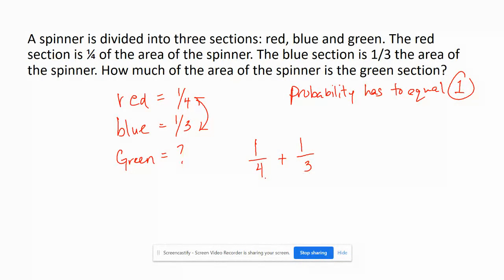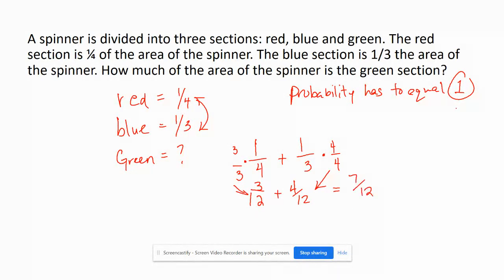Our greatest common multiple, I'm sorry. 12 will be our greatest common multiple. So I have to multiply this by 3 and this one by 3. This one has to be multiplied by 4 and this one by 4. That would give me a denominator of 12. Of course, you guys should remember this from 5th grade, maybe 6th grade. So this would be 3/12, and this one would be 4/12. 3/12 plus 4/12, and I would end up with 7/12.